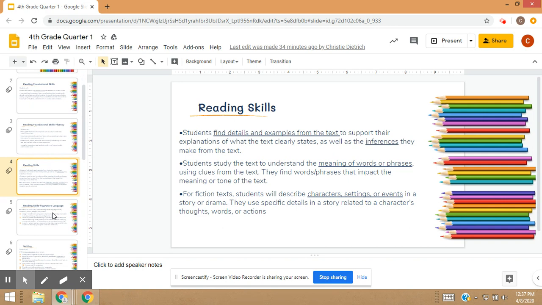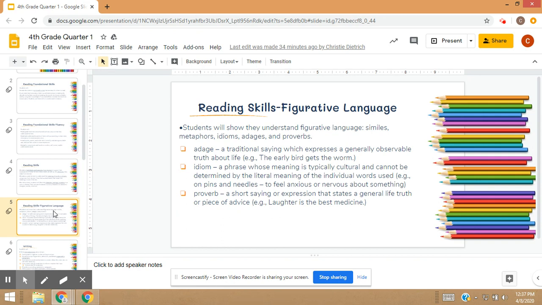So students study the text to understand the meaning of words and phrases. And then the third one, for fiction text, students will describe characters, settings, or events in a story. Moving on. So figurative language, such as raining cats and dogs, or he is as tall as a giraffe, things like that. Or he is hotter than lead, or lava, sorry.